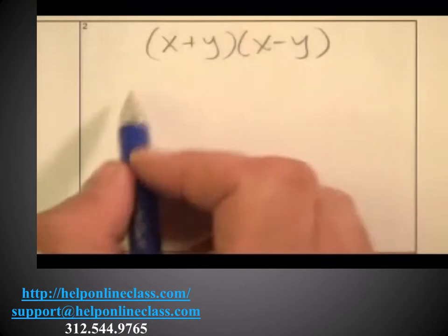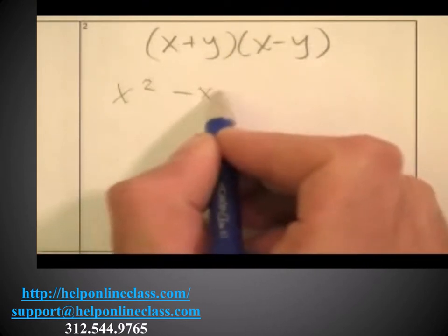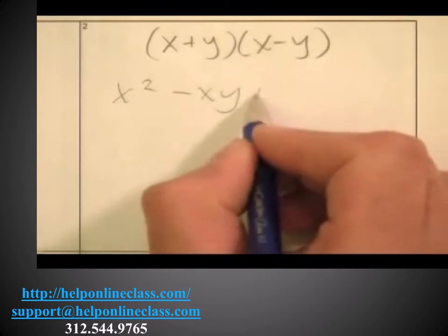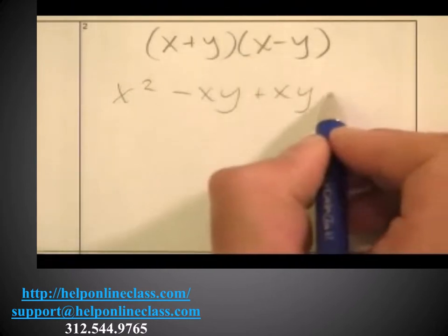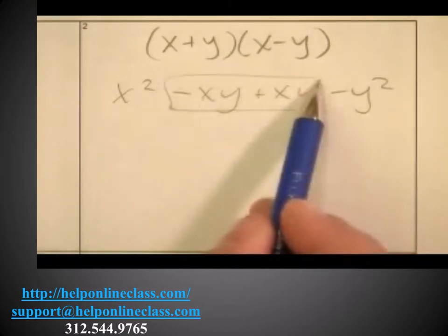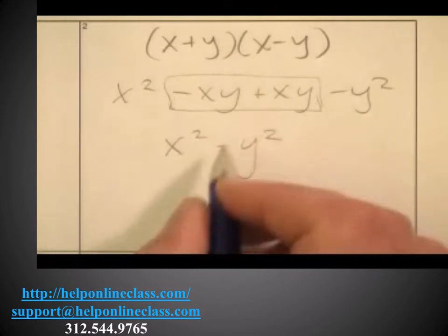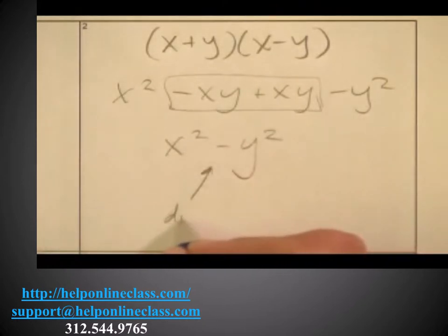I'm going to do x times x to get my x squared. X times negative y, negative xy. Then positive xy, negative y squared. Oh, what happens to my middle terms? They seem to just cancel each other out. I end up with x squared minus y squared. It's a difference.